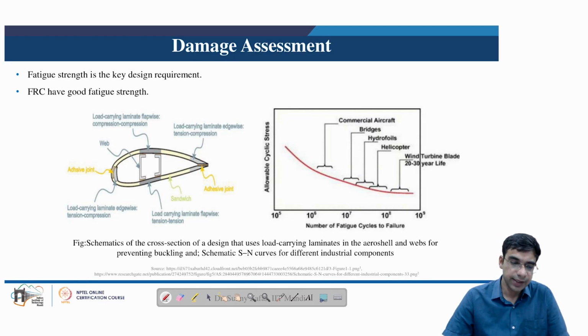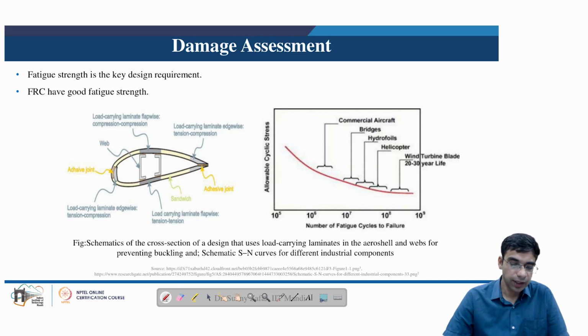So here we can see the comparison of number of fatigue cycles to failure for different types of aero structures or other structures where fatigue loads are there. And we can see here the wind turbine blades are designed to handle the largest number of fatigue cycles to failure to have an overall service lifespan of 20 to 30 years.